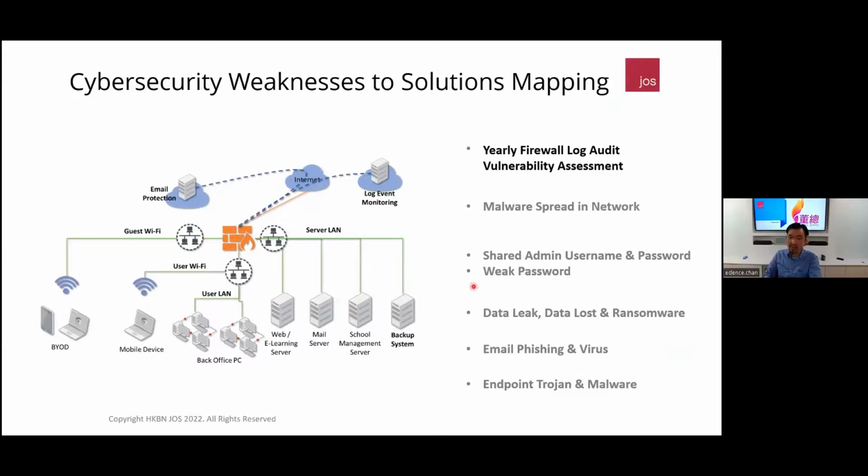In terms of malware spreading inside the network, we're going to do network segmentation to separate out the user LAN, Wi-Fi, BYOD, and the server LAN. So when malware spreads inside the BYOD network or the back office network, it cannot go into the server LAN. This is separated and protected by the firewall, so that you contain or control the situation within the school system.